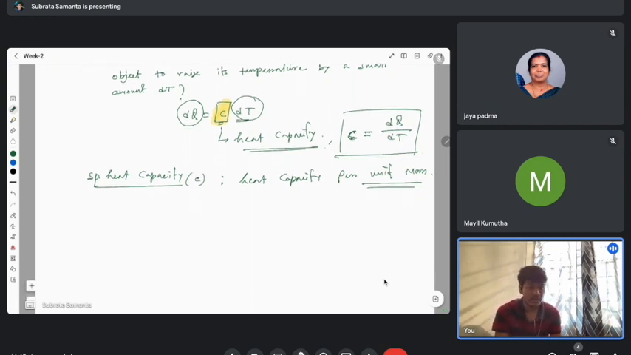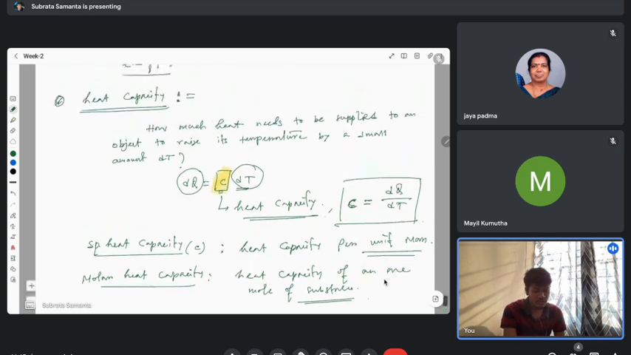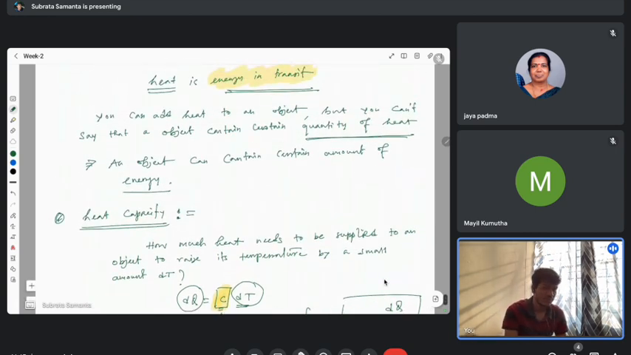Similarly, you have heard about the term molar heat capacity. The molar heat capacity is the heat capacity per 1 mole of an object. Heat capacity of 1 mole of substance. So these two things, heat and heat capacity, are the important concepts.